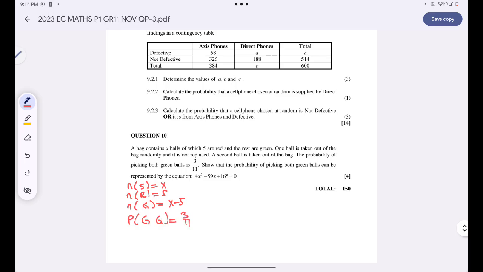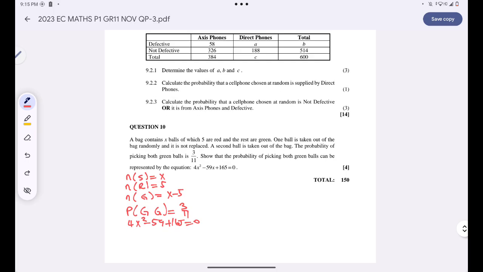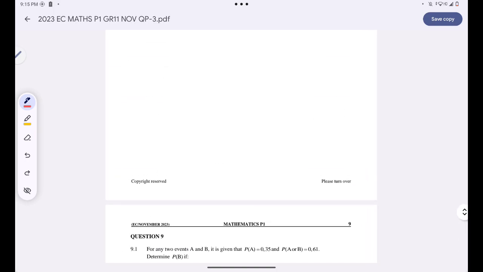The probability of picking green and green, you'll get 3 over 11. We must show that the probability of picking both green balls can be represented by that equation. The equation simply says 4x squared minus 59x plus 165 is equal to 0. Okay, let's use a bigger space, guys.